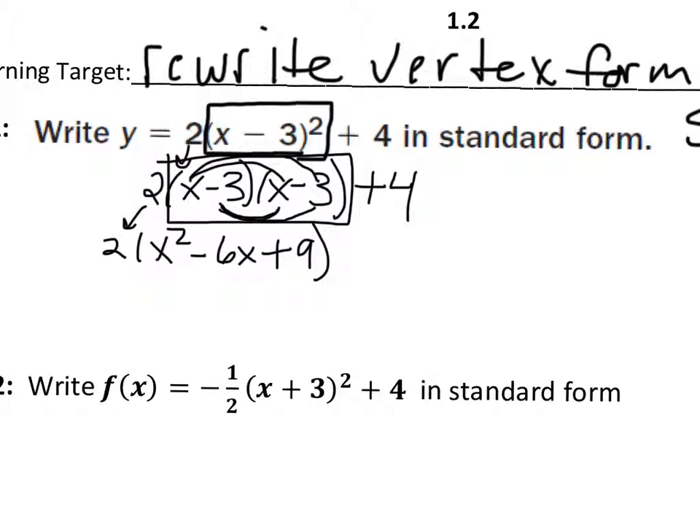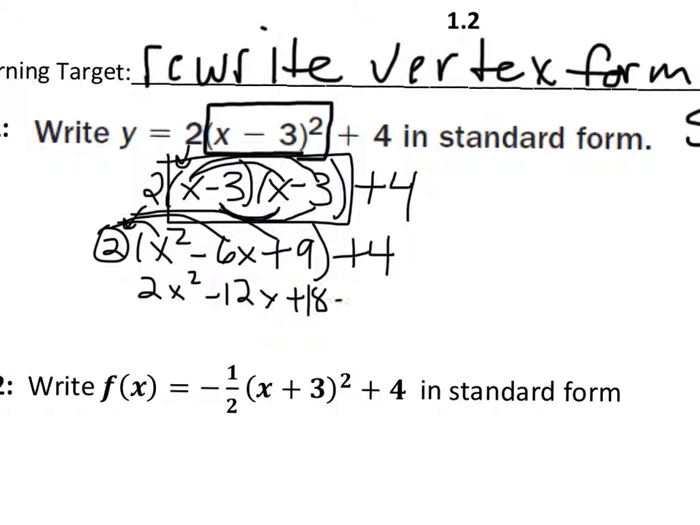Now, if you're not comfortable with adding those like terms in your head, by all means, please show that extra step where you can add up the like terms and arrive at the correct answer. I'm going to copy down the plus 4. The next step now is to multiply or distribute this 2 to every term in this trinomial that we FOILed out. So that's going to turn into 2x squared minus 12x, and then 2 times 9 is the 18. And then don't forget, we still have the add 4 on the end there.